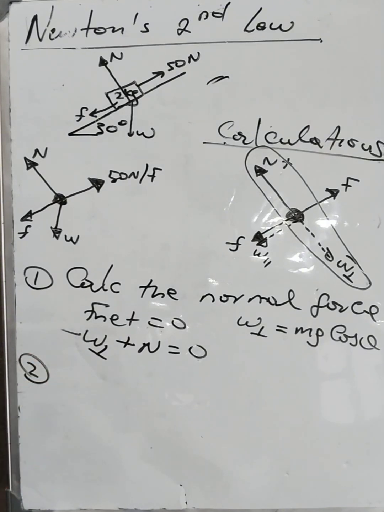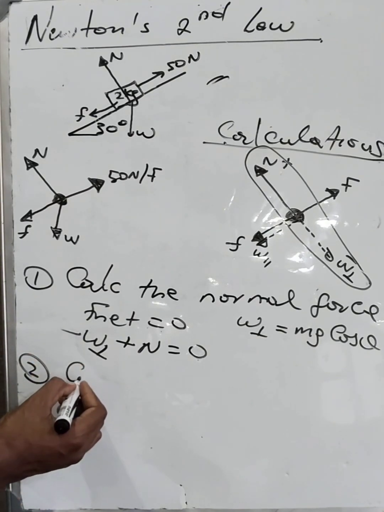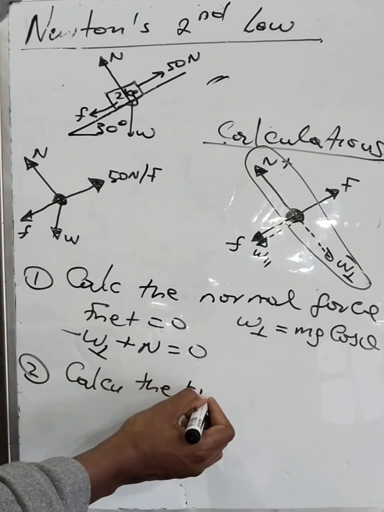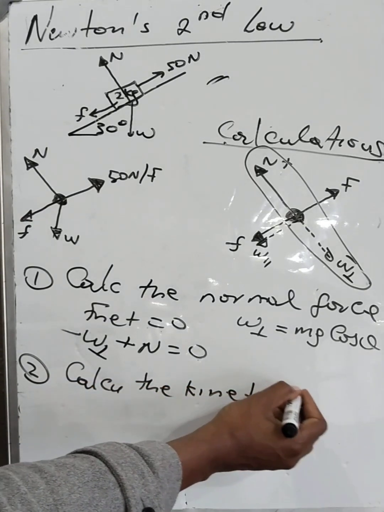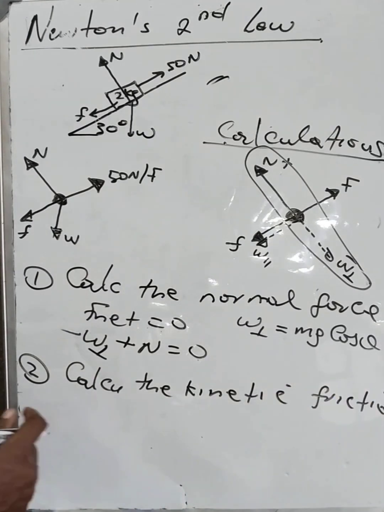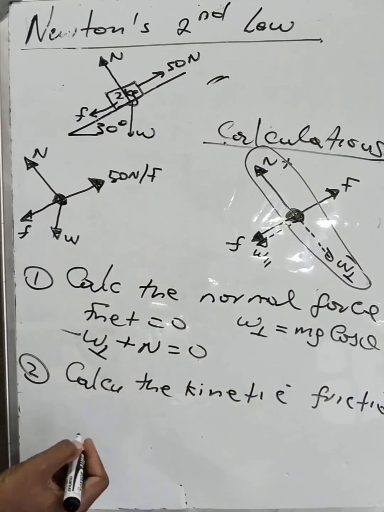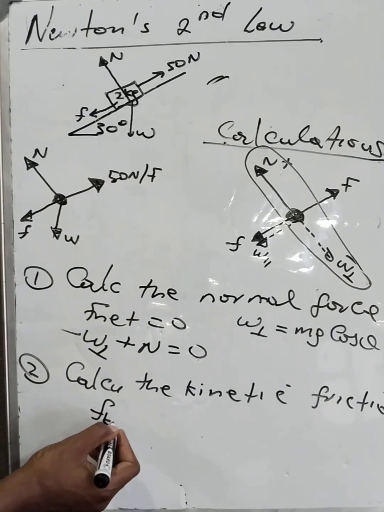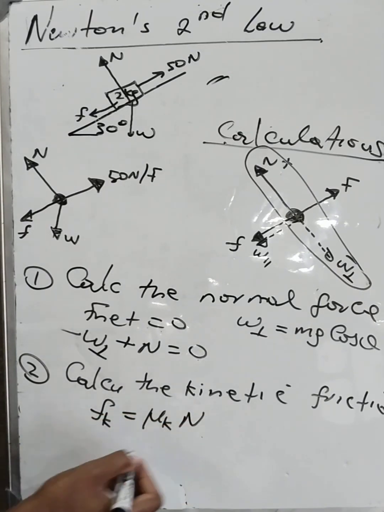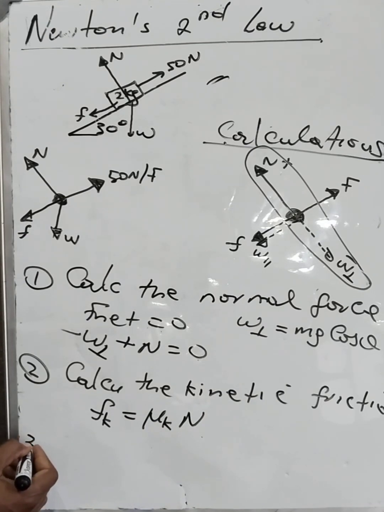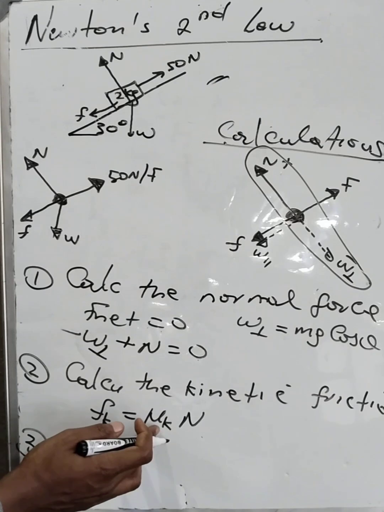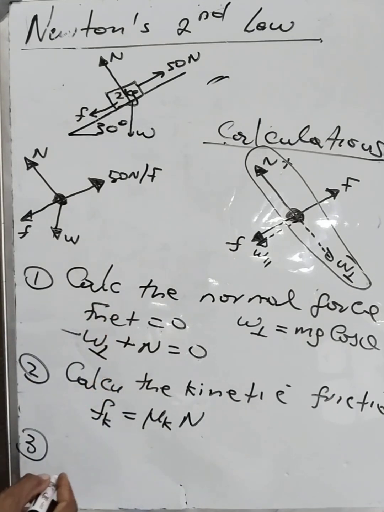Number 2. Calculate the friction. Calculate the kinetic friction. So when you calculate the kinetic friction, we just use this formula. Then remember the normal force is calculated here. The coefficient of kinetic friction is given in the statement.